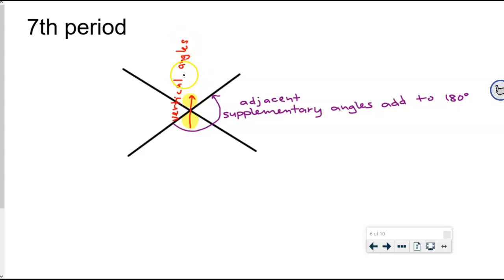So vertical angles are congruent. Vertical angles are congruent. So that means whatever this is, notice that it is an obtuse angle. The one directly across from it is also the same. It is also an obtuse angle. Not just any old obtuse angle though, it's the same as this one. Okay, vertical angles are congruent. Adjacent angles are supplementary. They add to 180 degrees. That's the first relationship that I want you to know.